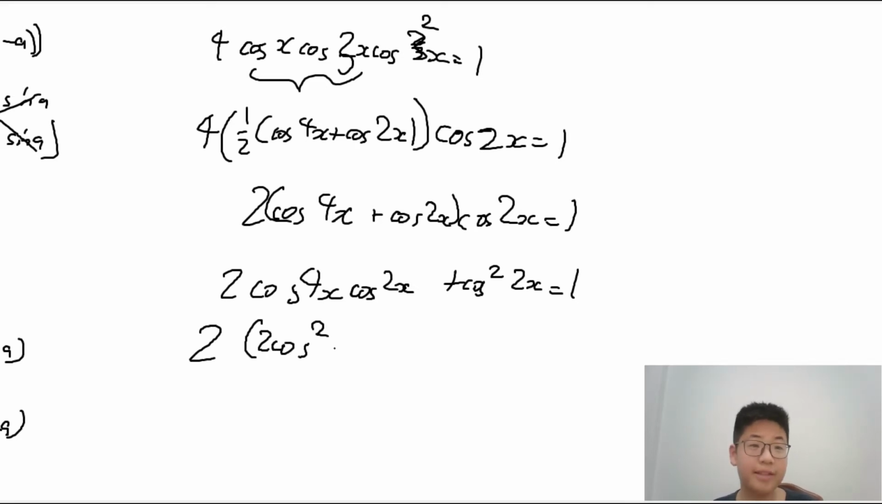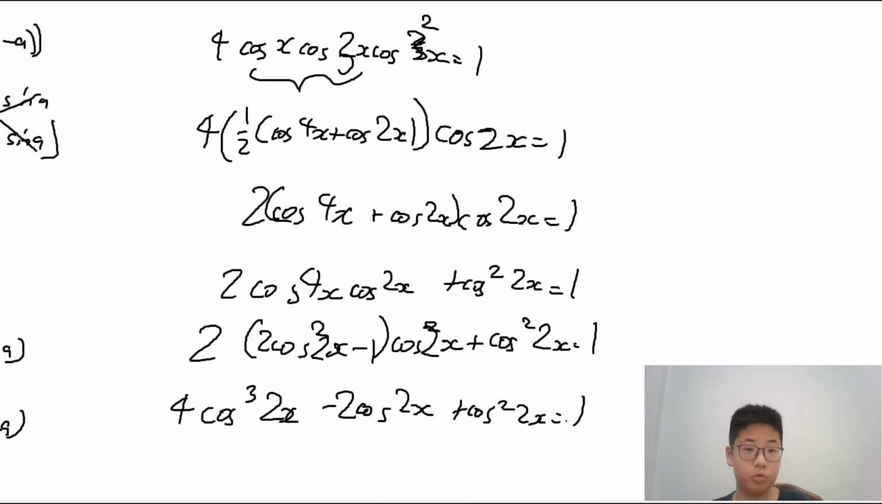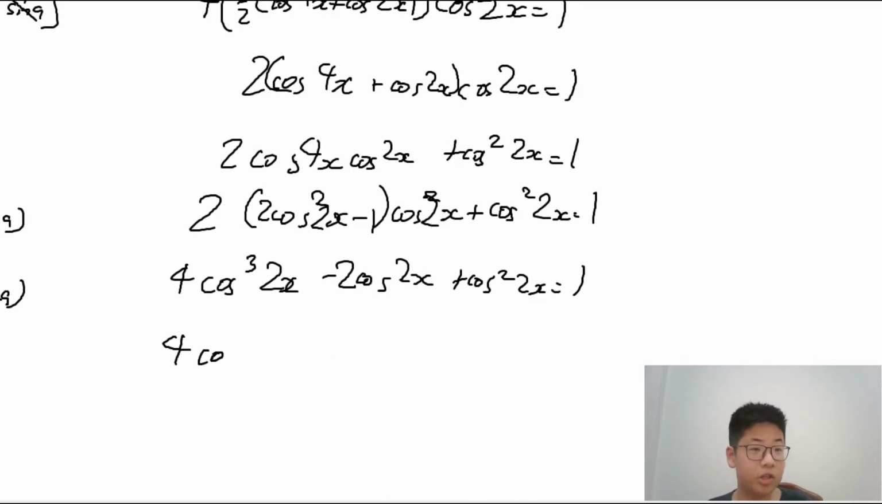And we use the double angle formula for cos 4x. There are actually 3 double angle formulas. Since we are all using cos, then we might as well use cos. Then we have 4 cos cubed 2x minus 2 cos 2x plus cos squared 2x equals 1. And then 4 cos cubed 2x, and then we rearrange the terms.